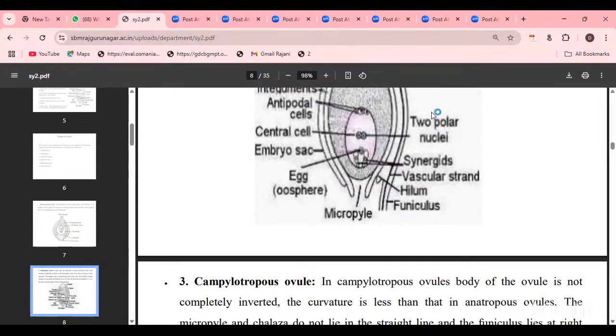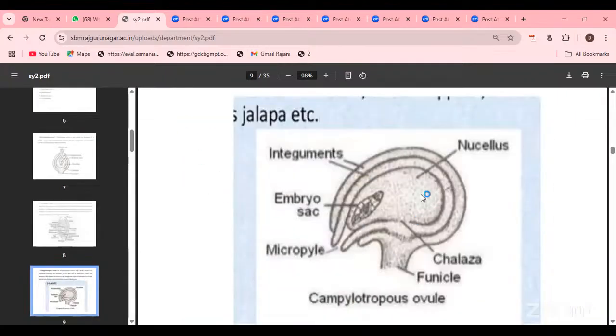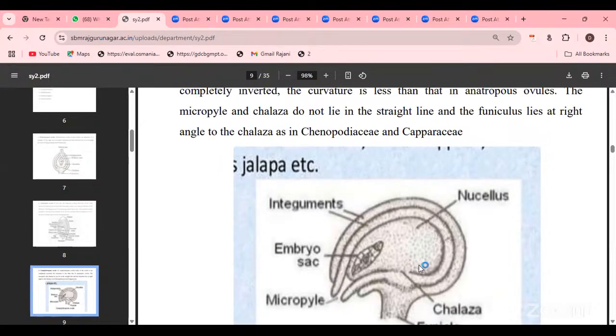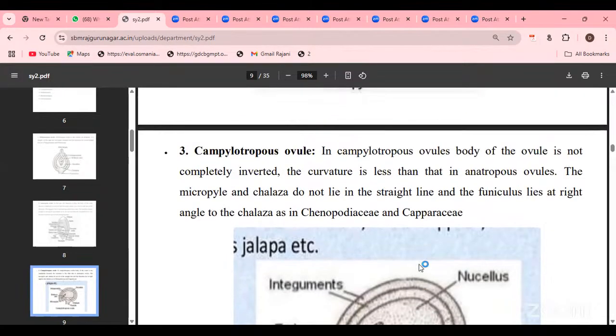Coming to the third one. The third ovule is called campylotropous. Here you can observe a curve-like structure. This is the micropyle, this is the chalaza, and this one is the funicle. In the campylotropous ovule, the body of the ovule is not completely inverted. The curvature is less than that in anatropous ovules. The micropyle and chalaza do not lie in a straight line.